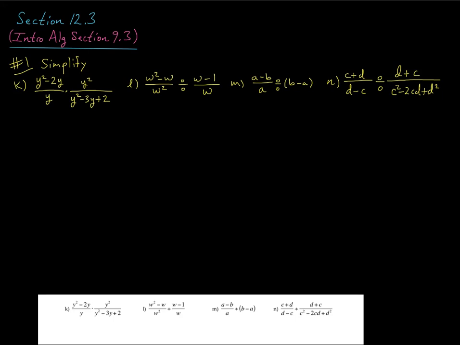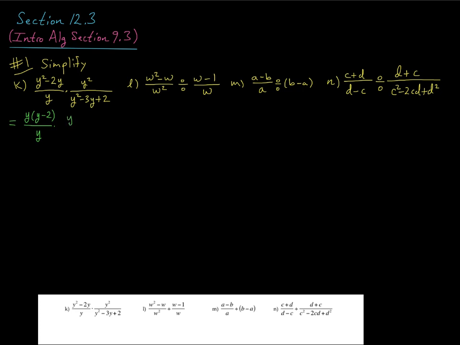Alright, next in section 12.3, we're going to continue on with problem number 1. Here in part K, we're looking at (y squared minus 2y) all divided by y times y squared all divided by (y squared minus 3y plus 2). Okay, so these are getting a little more involved, as we saw in the last couple examples. We really want to make sure we factor first before doing any kind of cross simplifying. So I'm going to first factor out that y in our first numerator, giving us y times the quantity y minus 2, and then I'm dividing by y.